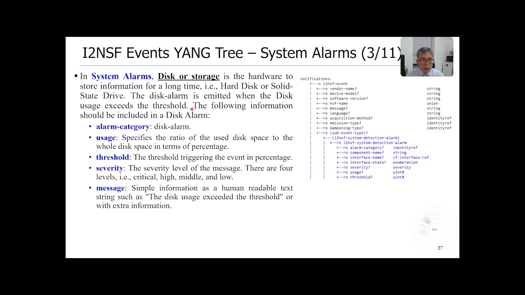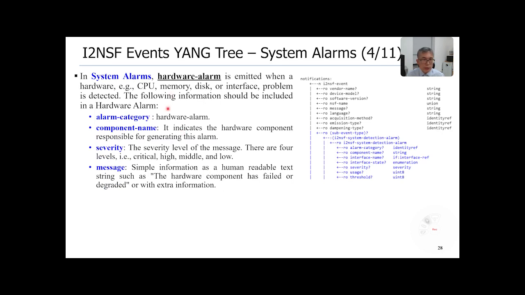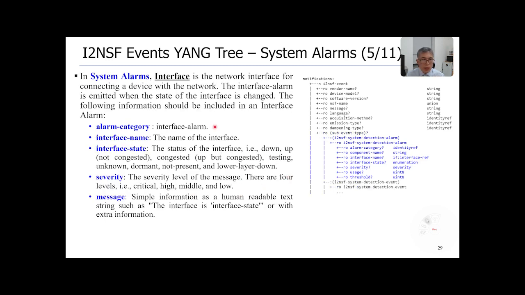And the third one is the disk or storage system alarm. Similarly, it is emitted when the disk usage exceeds the threshold. Okay, the fields are alarm category, usage threshold, severity, and message. And hardware alarm. This one is a general hardware alarm. So alarm category, component name, severity, and message for the human administrator. And interface, the network interface related system alarm.